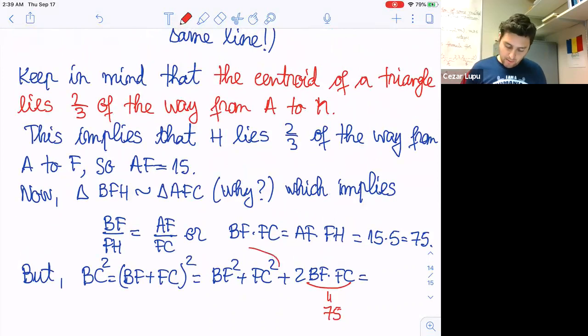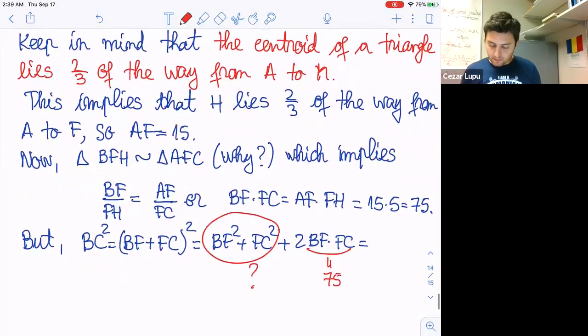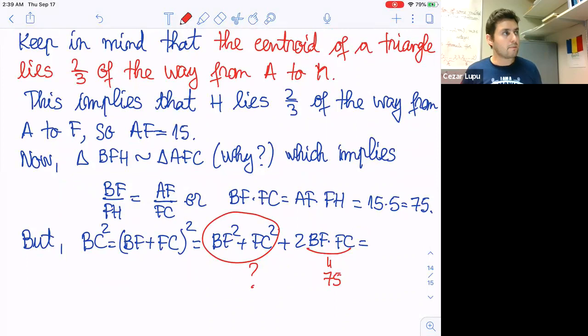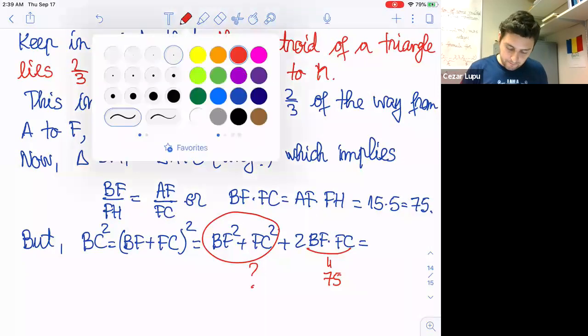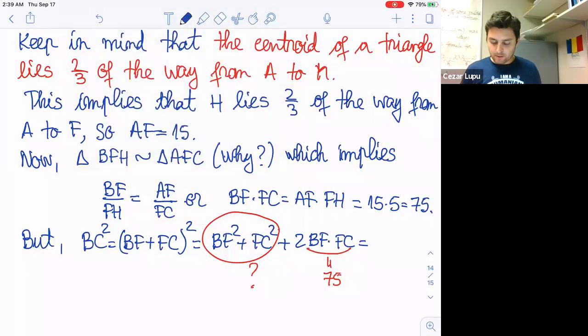There is a problem here. What to do with these squares? Okay, all right. So there we can do something about it, but maybe that's not the right way to do. Well, we can write it in the following way, in the smarter way. And instead of writing in the BF squared, we can write it in the following way.